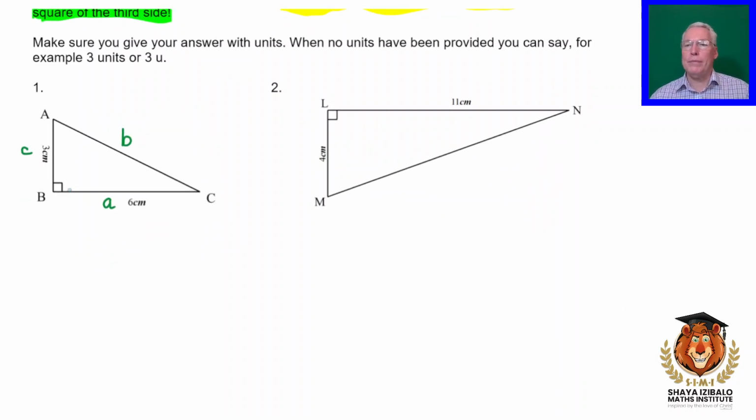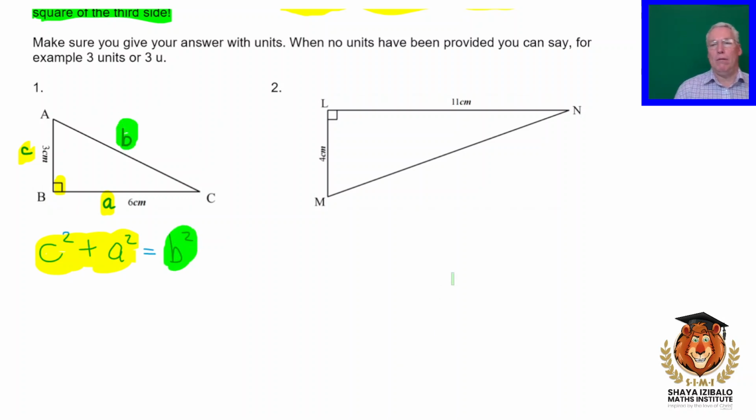So let's have a look. In this one, the two sides that make the right angle give c squared plus a squared equals b squared. That's what Pythagoras is going to be in this particular triangle. These are the two sides that make the right angle, that one there and that one there. When we square those and add them together, we get the square of the third side. Now let's fill in what we know here. We know that c is 6, so 6 squared, a is 3, and that will equal b squared.